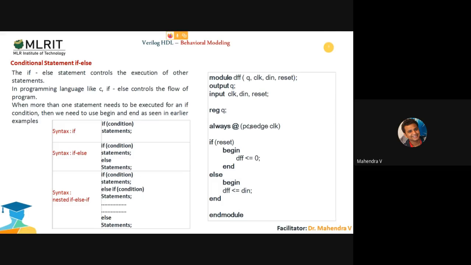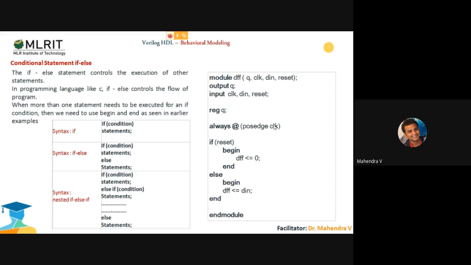Always here, positive edge. Here the sensitivity list will have positive edge. How will you say positive edge of the clock? This is the construct. This posedge is also a keyword. Always at the rate posedge clock, positive edge clock. If you want to make the sensitivity to the negative edge, then here we can add negedge, negative edge.